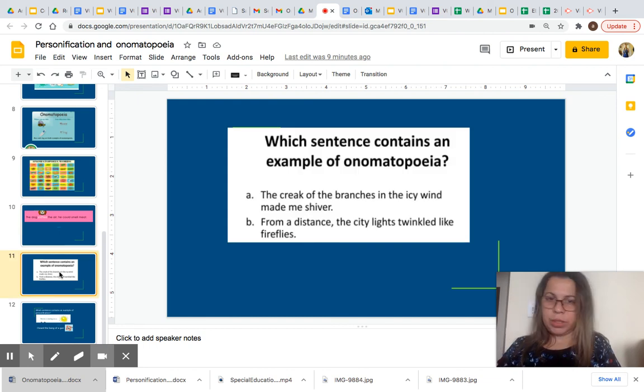Now it is your turn to identify and to show your understanding of onomatopoeia. Which sentence contains an example of onomatopoeia? I'm going to read it. A. The creak of the branches in the icy wind made me shiver. Or B. From a distance, the city lights twinkle like fireflies. Which one is an example of onomatopoeia?